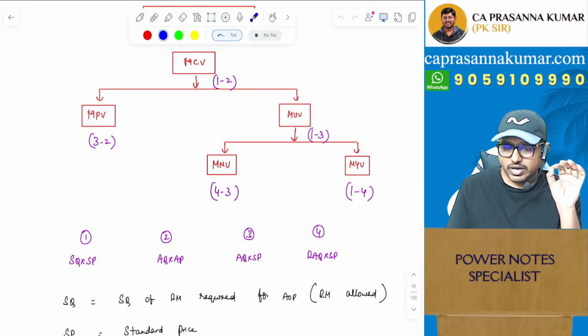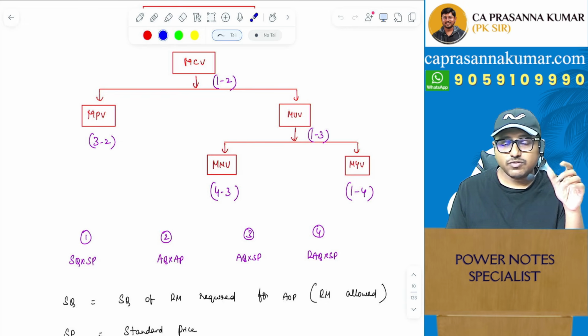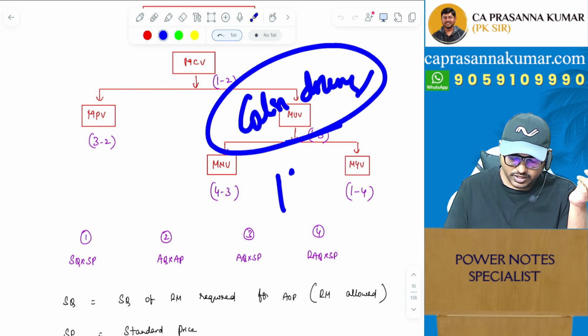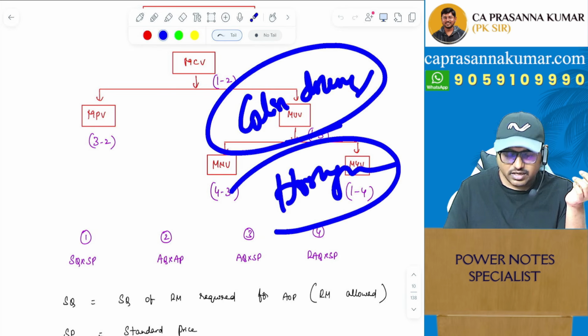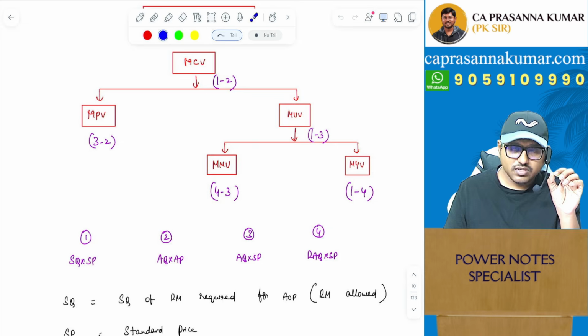Please try to understand, I've solved more than 500 questions in standard costing. I've solved the Colin Drury book. I don't know how many of you have heard about it. Horngren. All the international books I've solved. I've taught for CMA UK as well. So trust me when I say this is the best method that is available.